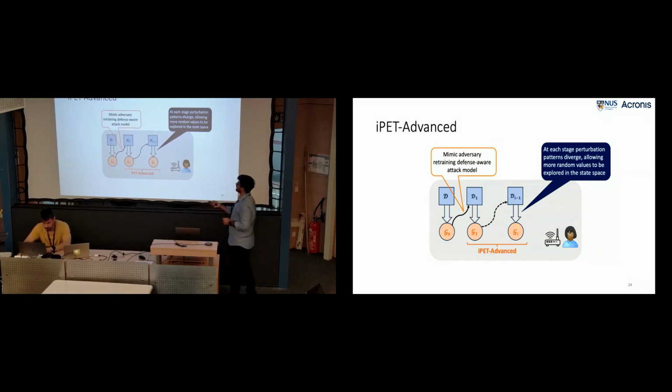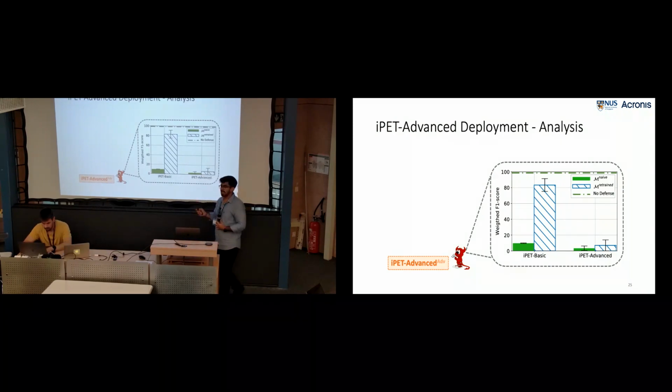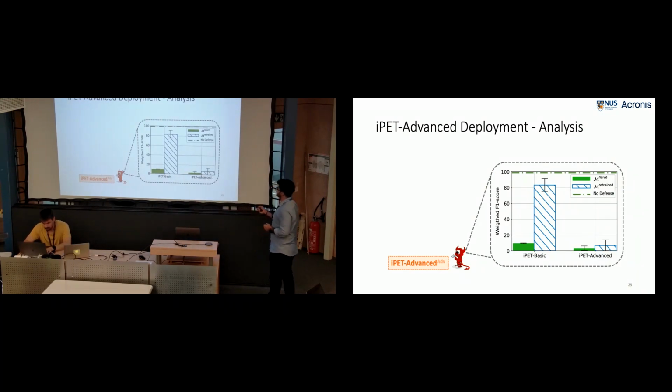Any generator after the first stage is referred to as iPET Advanced in the talk from now. When we do a similar analysis of a retrained attacker, we see that the attacker no longer has a significant gain from their knowledge of the defense.